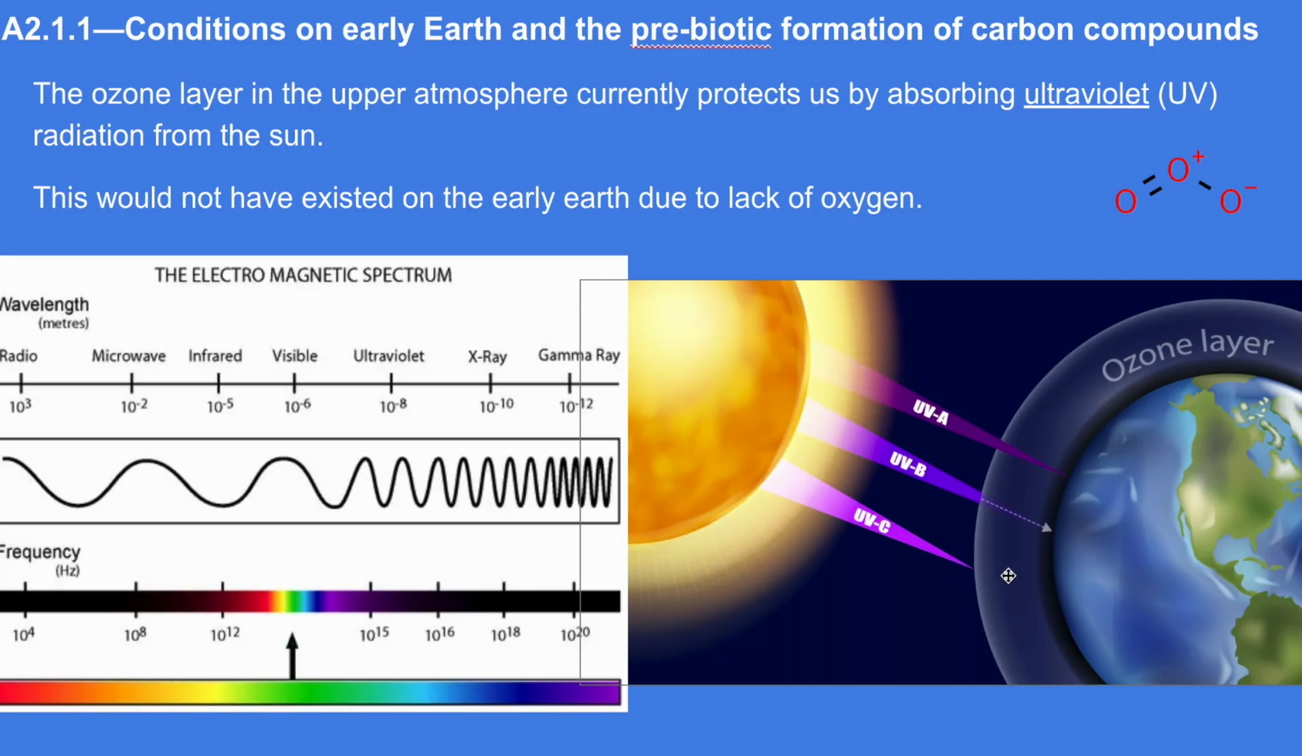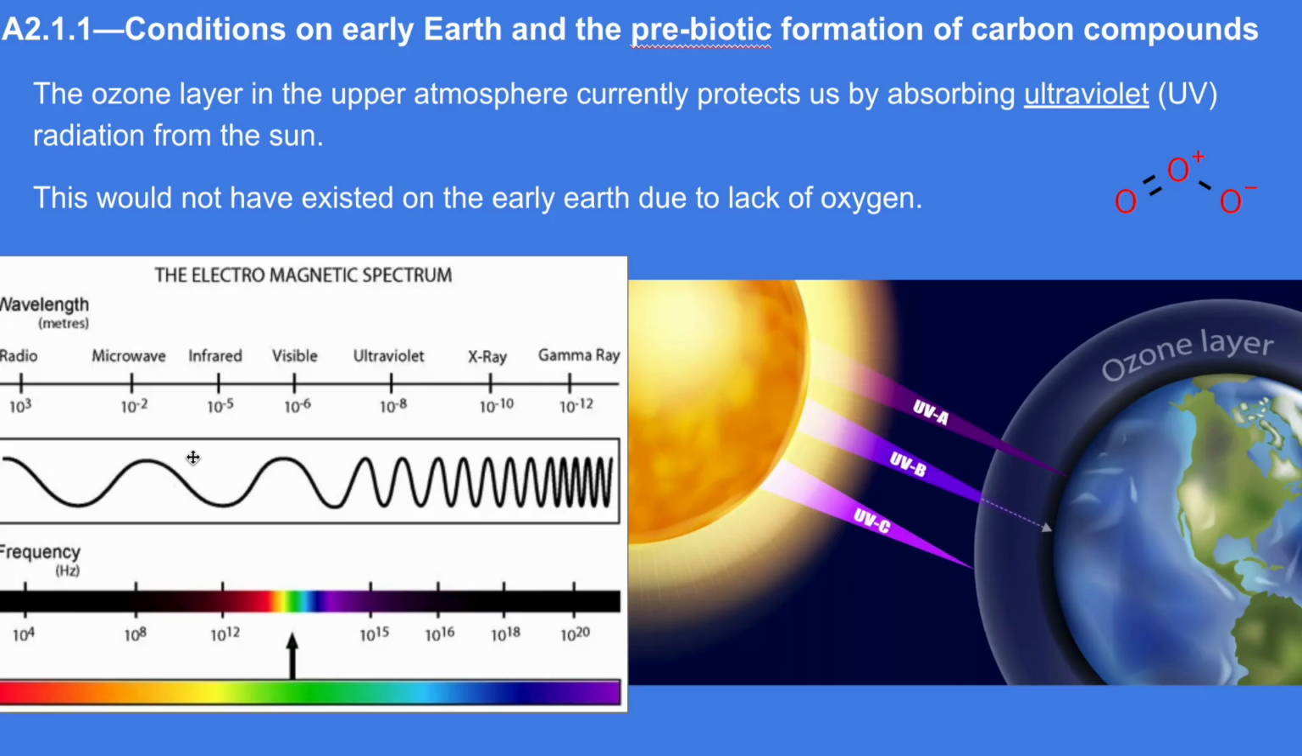Currently, we enjoy an ozone layer around our planet. It protects us by absorbing ultraviolet radiation from the sun. This would not have existed on the early Earth due to lack of oxygen. Remember, the reason that we wear sunscreen is to protect from those high energy ultraviolet rays.